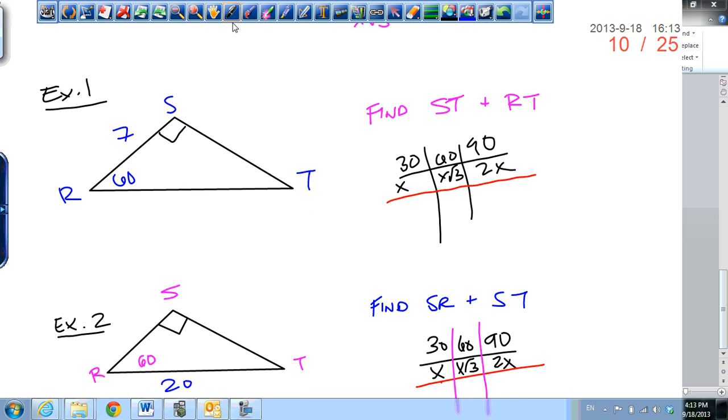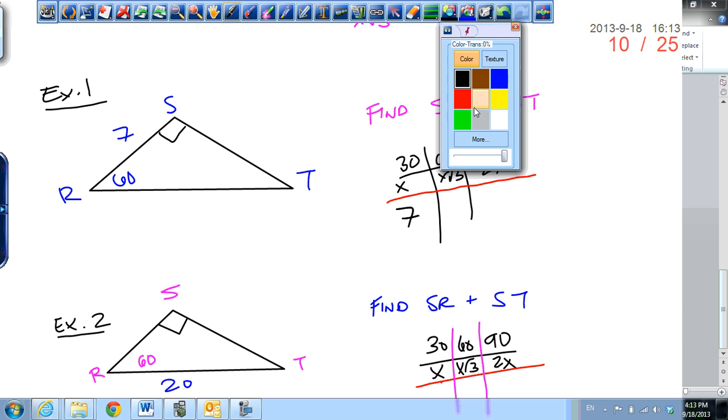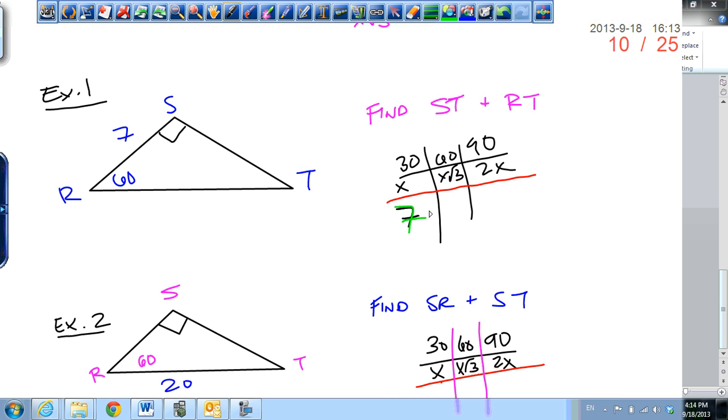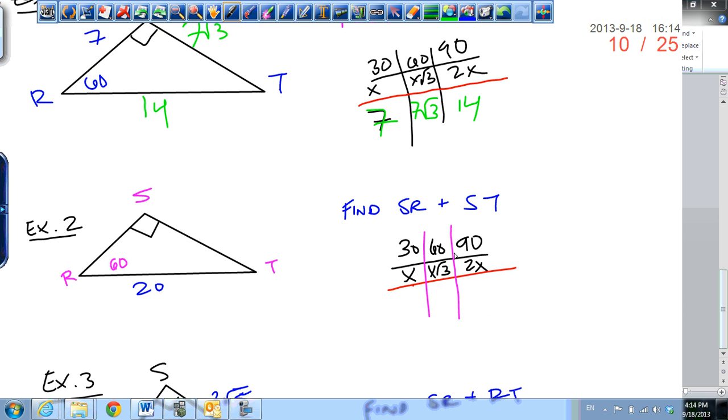For our first example, they tell us that the one opposite 30 is 7. So I'm going to put 7 right here. Change the colors, my bad. 7. So that means that 60 is 7 root 3, and then 2x would be 14. So that means this is 7 root 3, and then my last is 14. It's pretty straightforward when they give us x, or even when they give us 2x, like on example 2. They give us 2x, the one across from 90, which is 20. That means that if 2x is 20, then x would be 10. That means this is 10 root 3. So for my triangle, got 10 root 3 here, and then 10 there.